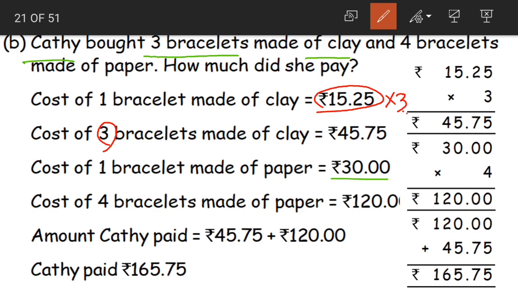Now we have the cost of 3 bracelets made of clay and 4 bracelets made of paper. Now what should we do? How much did she pay? We have to find out how much amount she has paid for these both. How much she had paid, children? We have to find out the total cost. Yes, 45 rupees 75 paise plus 120 rupees 0 paise.